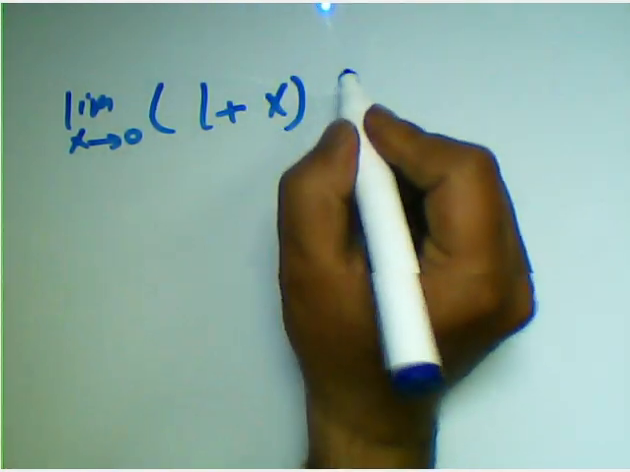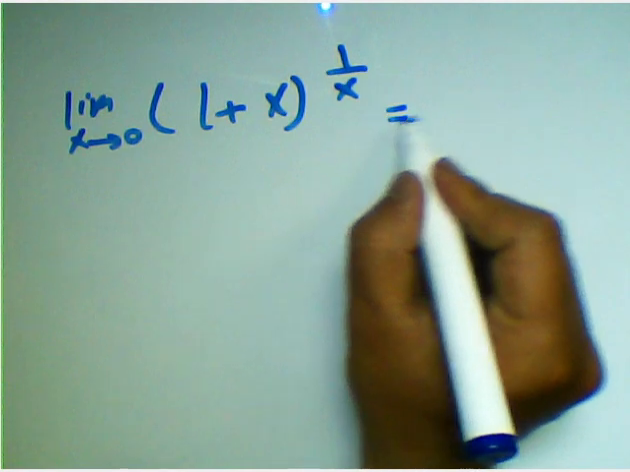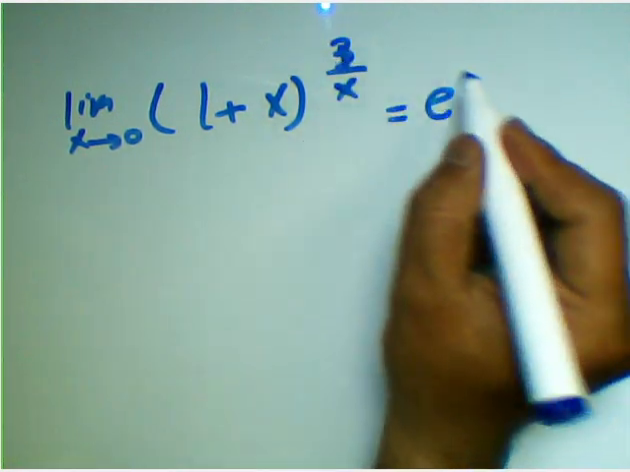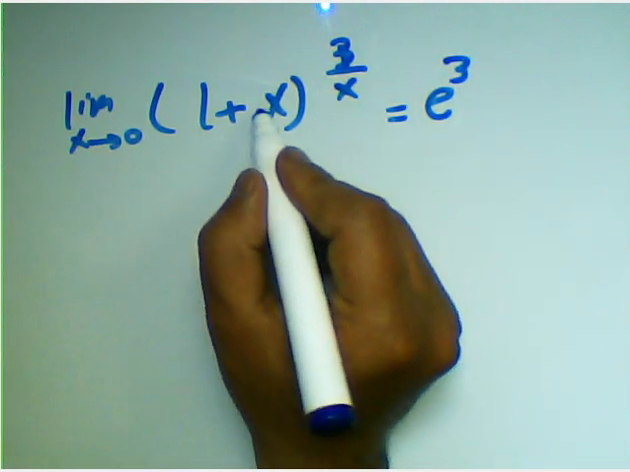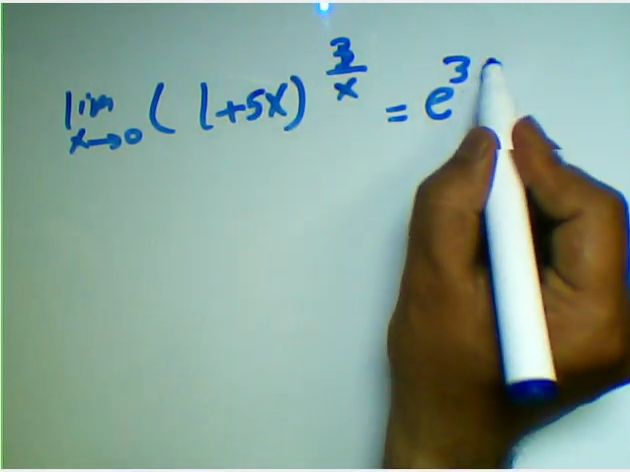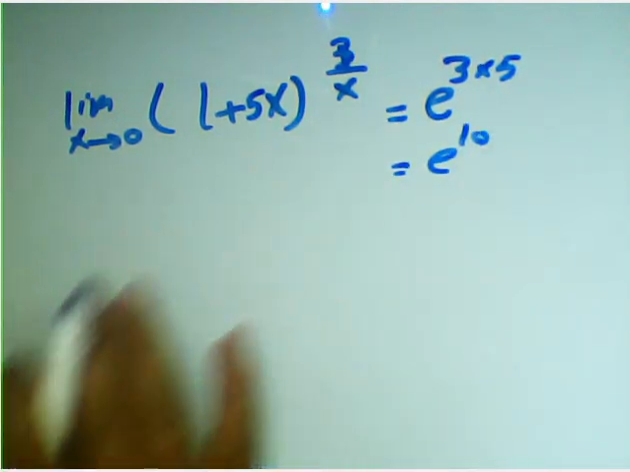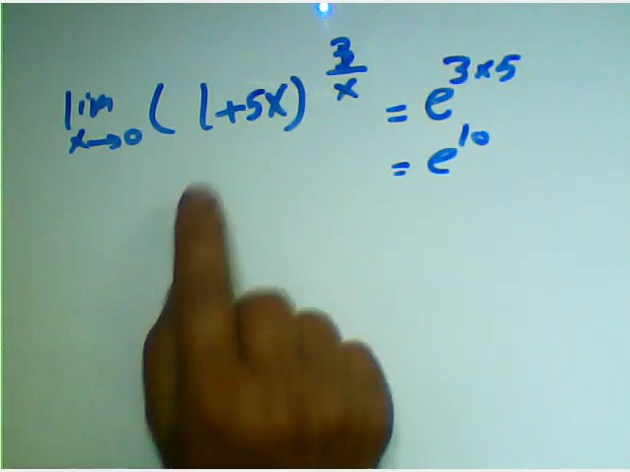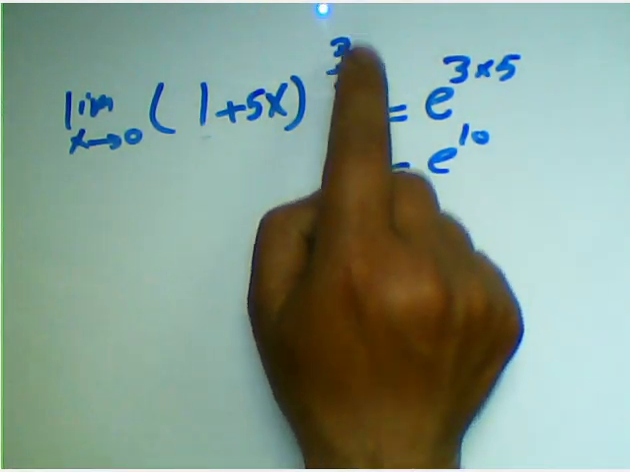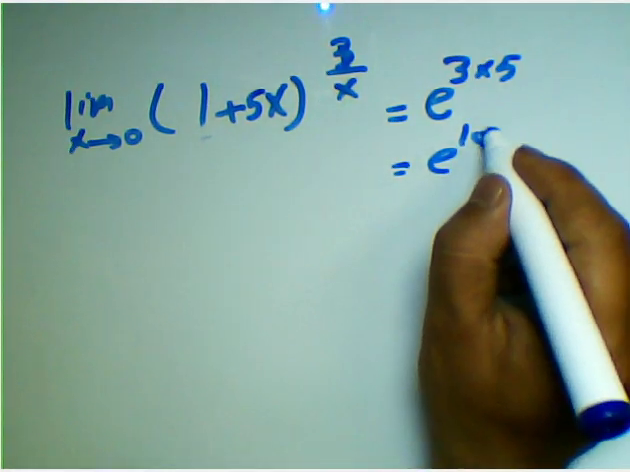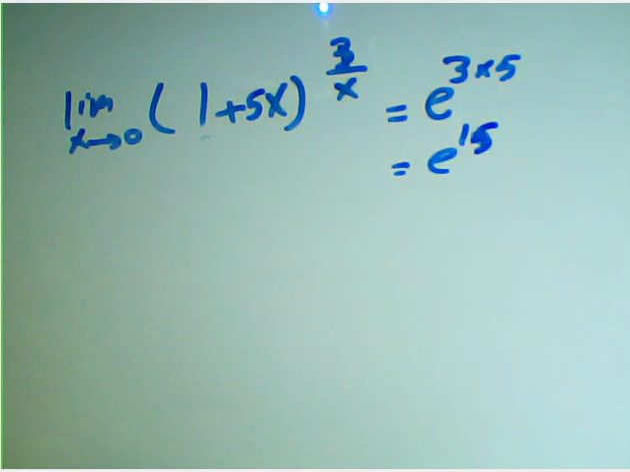Limit as x approaches 0 of (1 + x)^(1/x): the result will be equal to e. And if we put the number 3 here, the result will be e to the power 3. If we put the number 5 here, the result will be e to the power 3 times 5, so e to the power 15. Okay, don't forget this example: (1 + 5x)^(3/x), the result will be e to the power 10. 5 times 3 equals 15. The result will be e to the power 15.